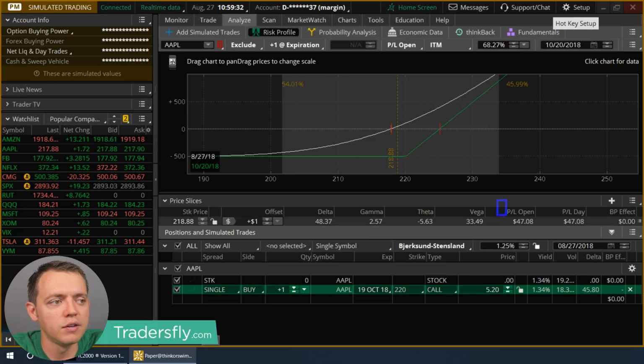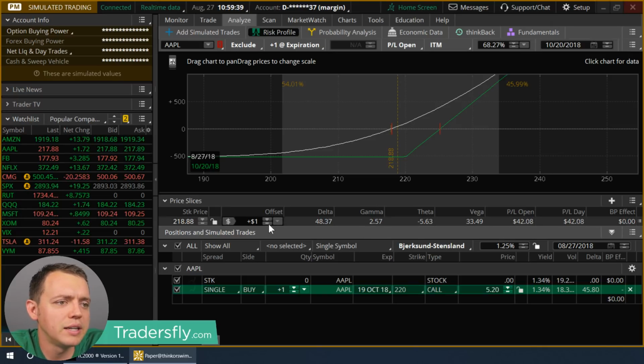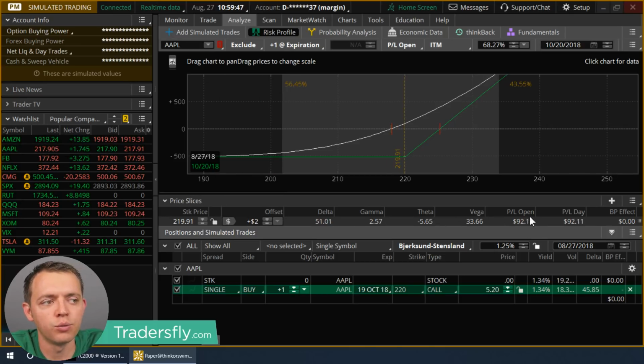So take $48 and add another 48. So right around $96, $98, depending on the rate of change, but it's going to add another $48 to my current profit and loss. So there you go. You can see we're right around $92, $93 as the stock price continues to wiggle.